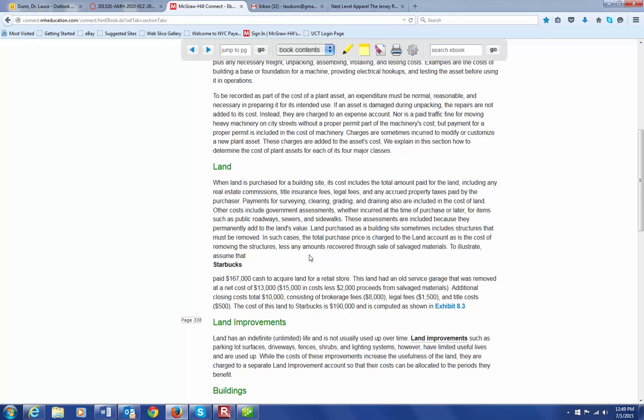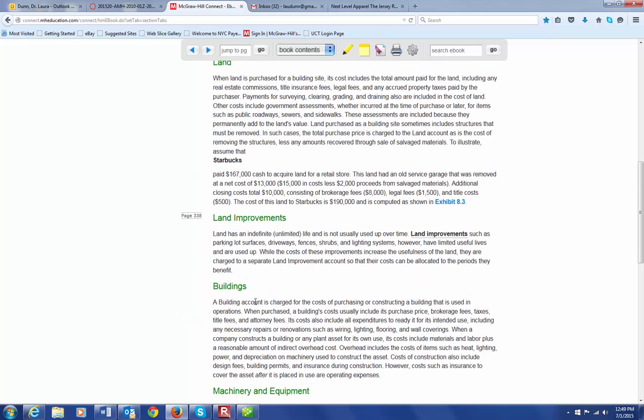So they give you an example of Starbucks paying a certain amount of money in cash to acquire land for a retail store. They had to remove an old service garage, list the cost, those kinds of things. It shows you how to go about calculating the actual cost of the land to Starbucks. So they paid cash of $167, but with all the additional costs, it ends up being $190.